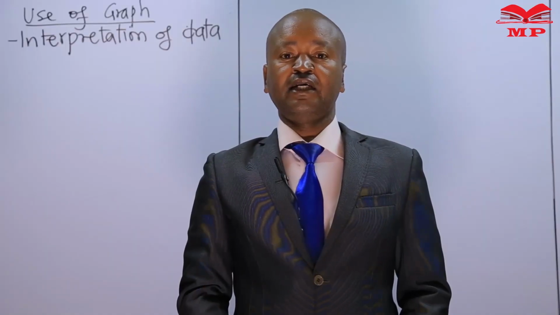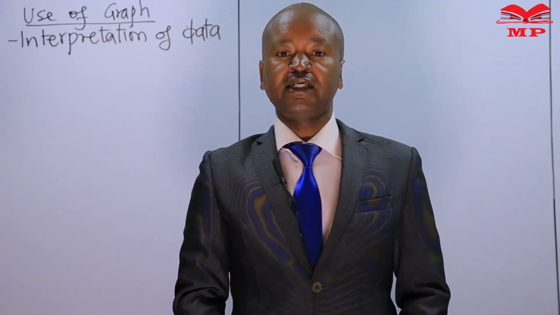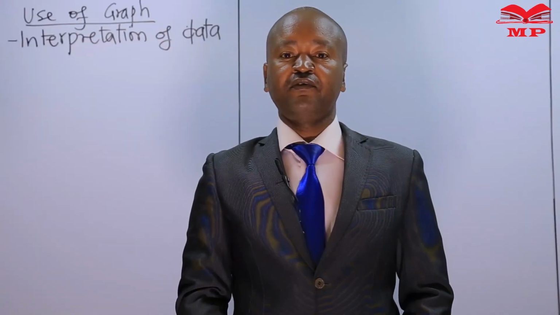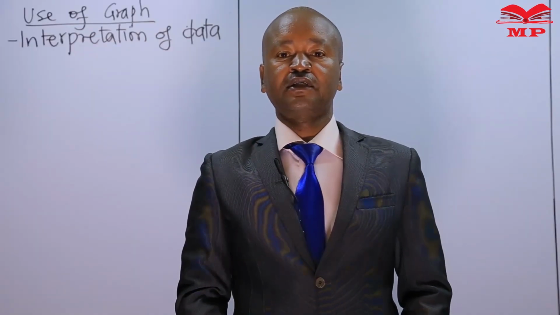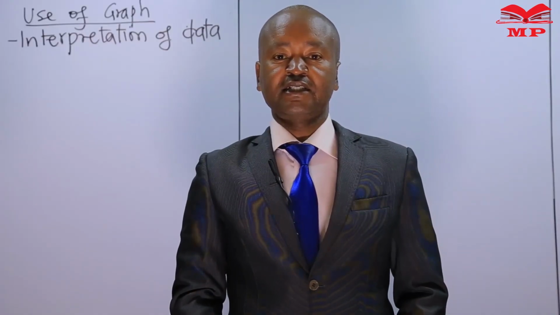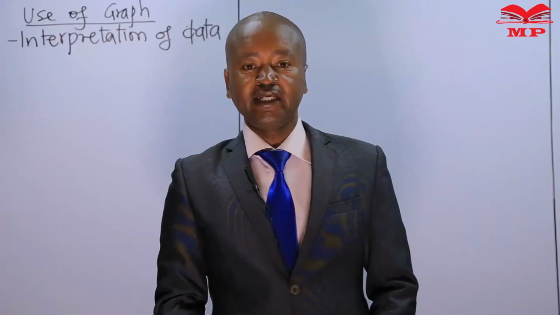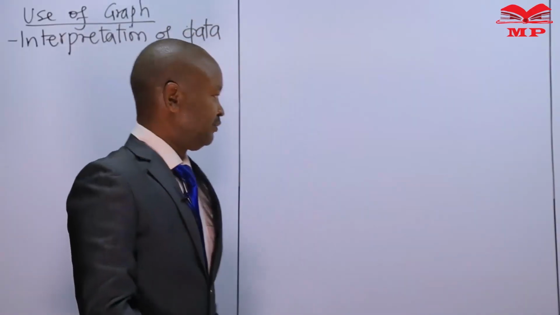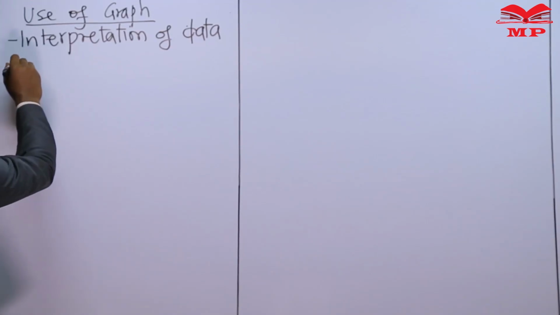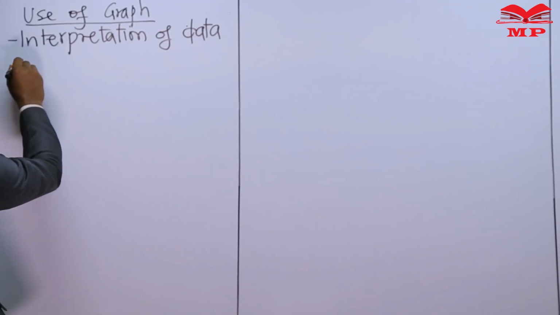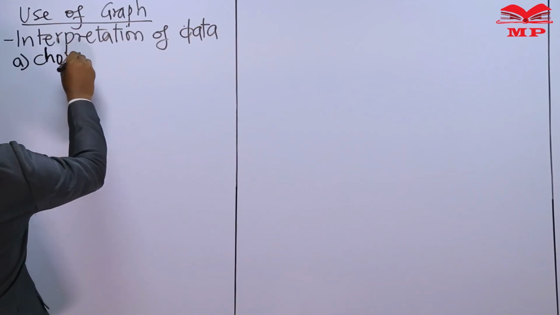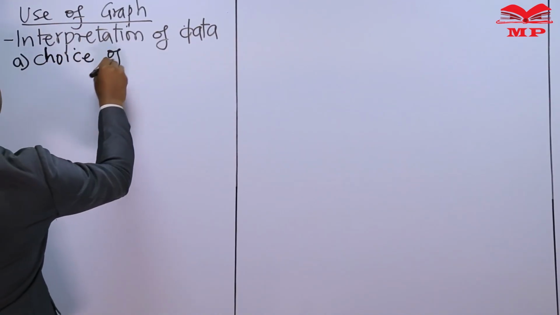So, and as we shall see later, the data, in most cases, can be collected with the help of things like tables, charts, and devices. So we want to look at the areas that the learner must be able to understand before interpreting data using graphs. So the first area is choice of scale.